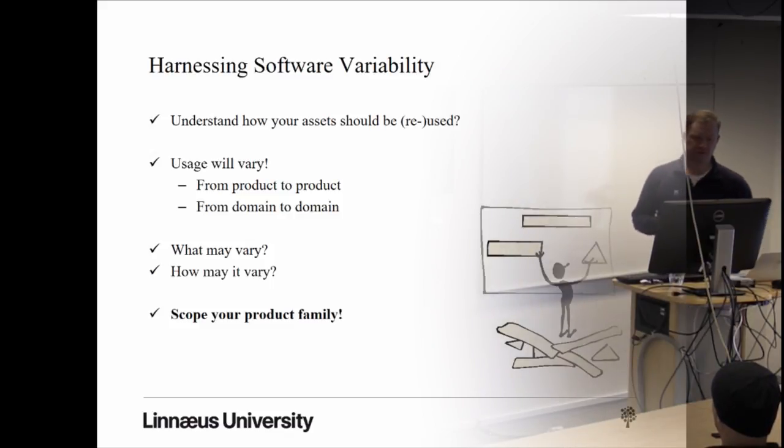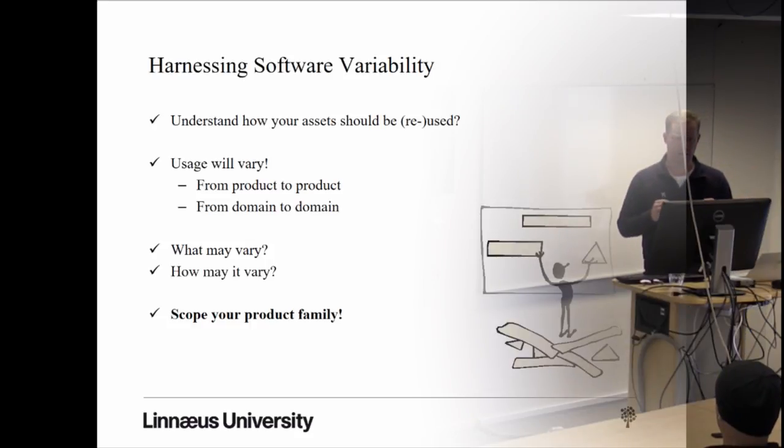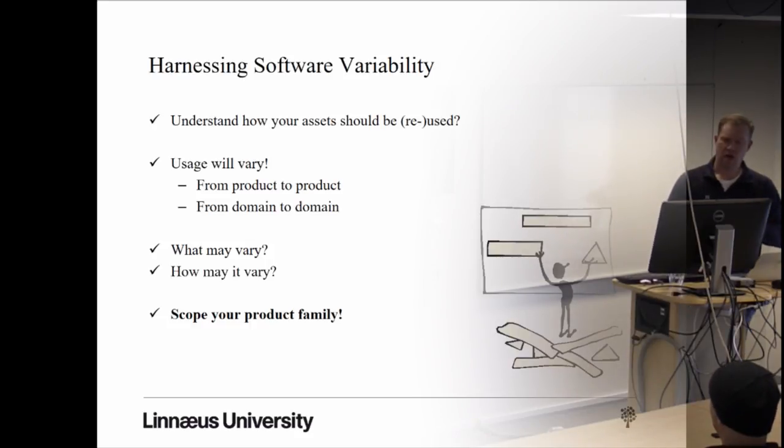And this is all part of scoping the family. So what can vary within the family and still be a product in that product family? How? When may it vary? So it's very important that you make these decisions, because those decisions define the little red box you saw.